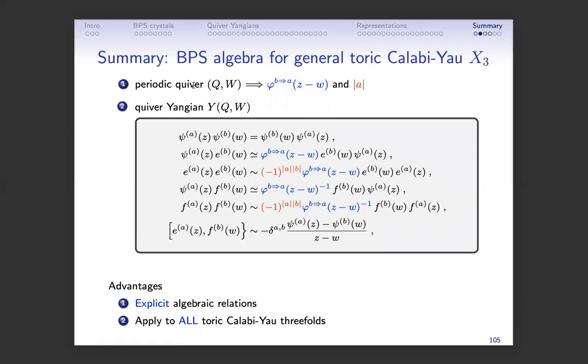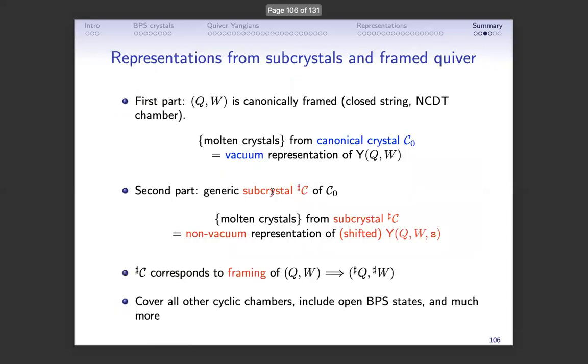The ingredients that come from the quiver are just this bonding factor and these statistics factors here. So this is the algebraic relation. You see that this is very explicit and it works for all toric Calabi-Yau threefolds. For the first part, I explained the case when this quiver and superpotential is canonically framed, which corresponds to the closed BPS states and the non-commutative DT chamber. The crystals are the molten crystals from the canonical crystal and give the vacuum representation of this BPS algebra.